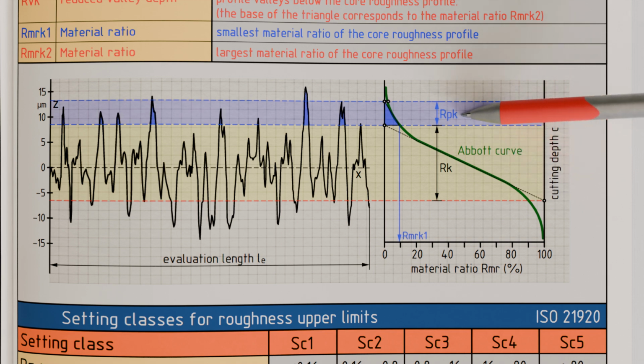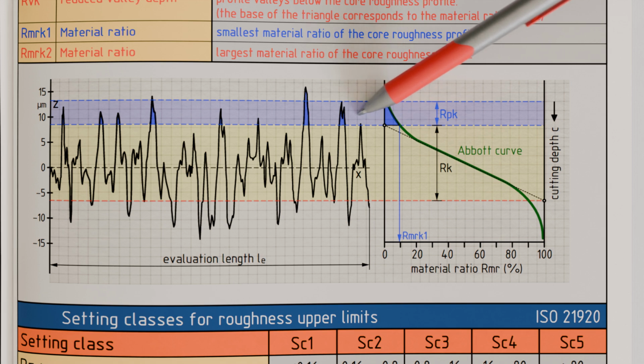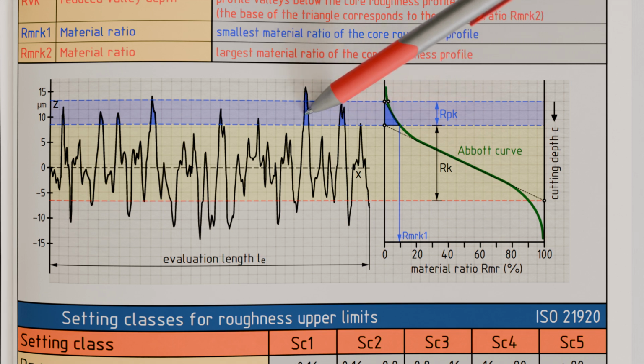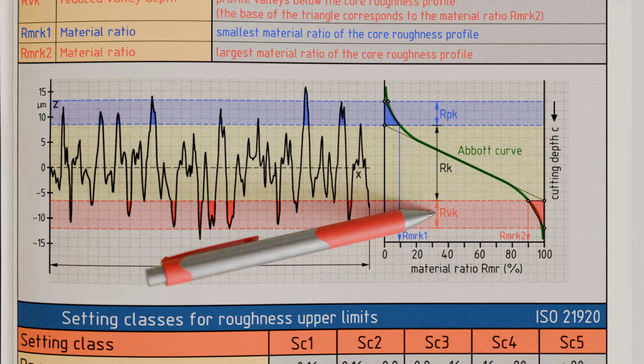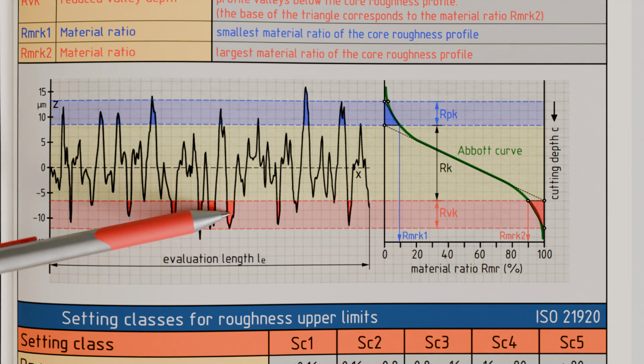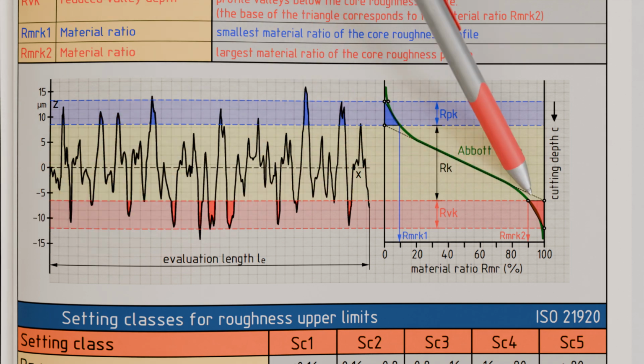The reduced peak height RPK corresponds to the height of a triangle that has the same area as the profile peaks above the roughness core profile, with the base of the triangle corresponding to the material ratio RMRK1. Analogously, the reduced valley depth RVK is defined as the height of a triangle that has the same area as the profile valleys below the roughness core profile, with the base of the triangle corresponding to the distance between the material ratio RMRK2 and the diagram axis at 100% material ratio.